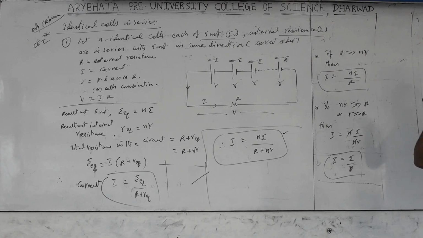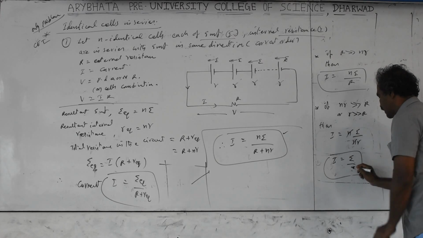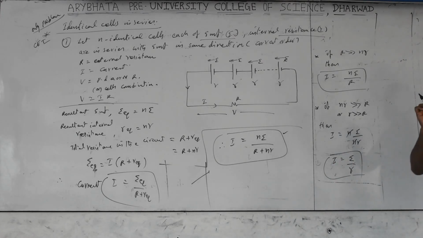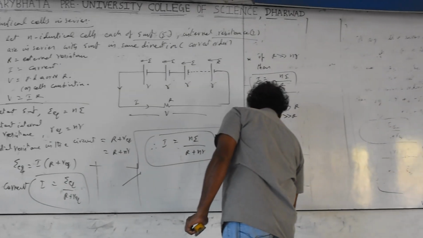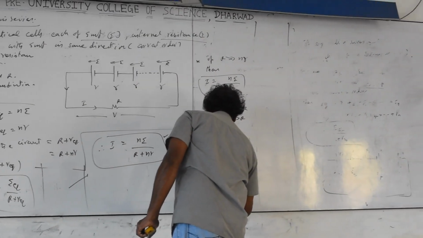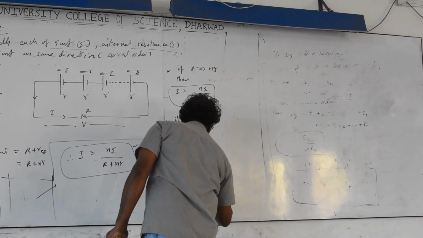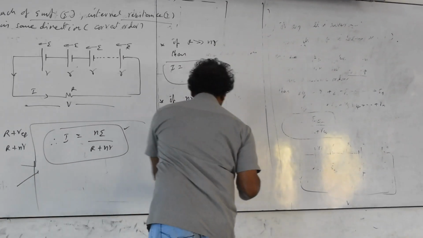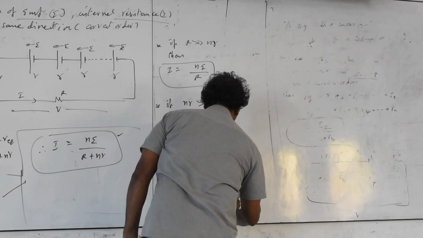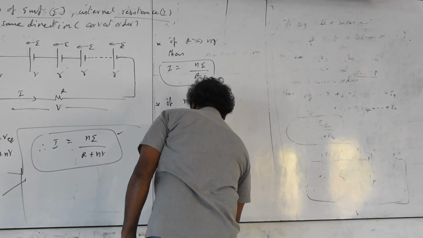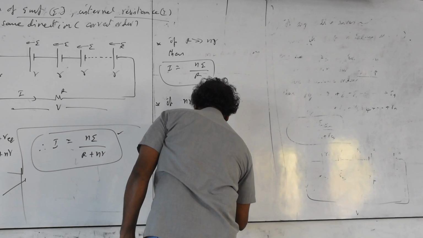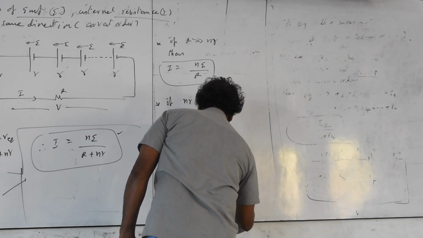When the short circuit current of a single cell is taken, I is equal to E by the smaller resistance, since the capital one is not there in this. This is equivalent to the current due to a single cell, which is the short circuit current. This is equal to the maximum current due to a single cell.